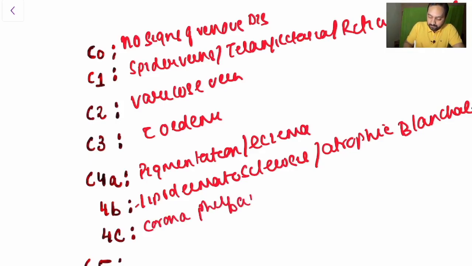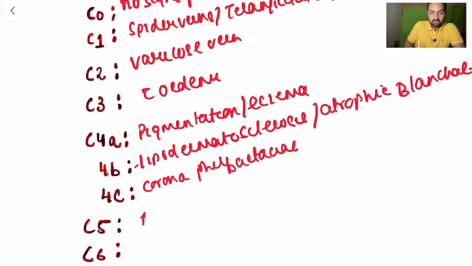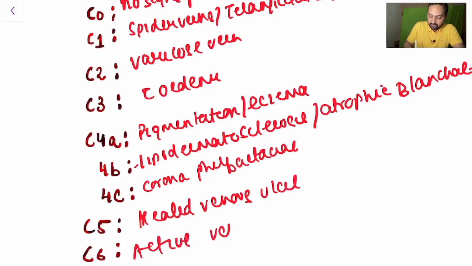Then you have your C4C, which is your corona phlebectatica, right? Then we have your C5, which is your healed venous ulcer, and you have your C6, which is your active venous ulcer.